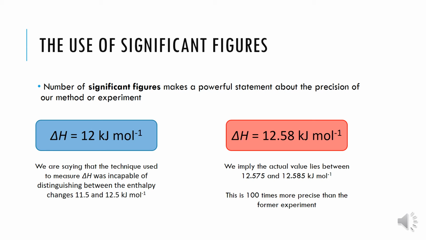However, if I have a far more accurate way of determining the enthalpy change of a reaction, for example, and I then report my enthalpy change as 12.58 kilojoules per mole, I'm now implying that the actual value lies somewhere between 12.575 and 12.585 kilojoules per mole. So by presenting my data in that manner, I'm saying that my experiment is 100 times more precise than the experiment I used in the blue box.